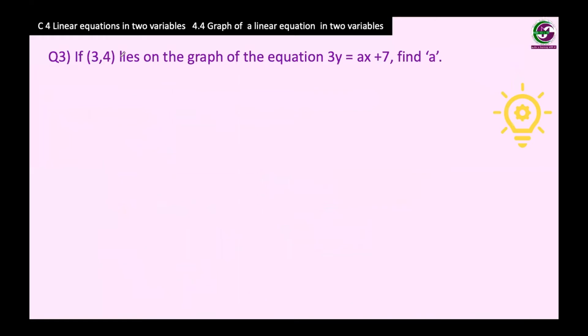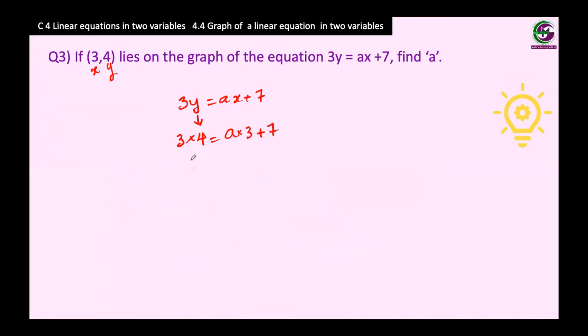Let's move on to question 3. If (3, 4) lies on a graph of the equation 3y is equal to ax plus 7, find the value of a. This is a very simple question. 3y is equal to ax plus 7. They gave you the value of y is 4 and the value of x is 3. So a times 3 plus 7.